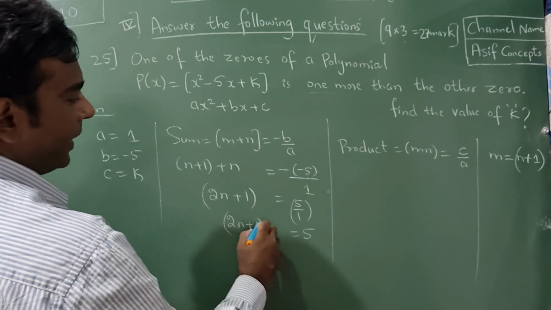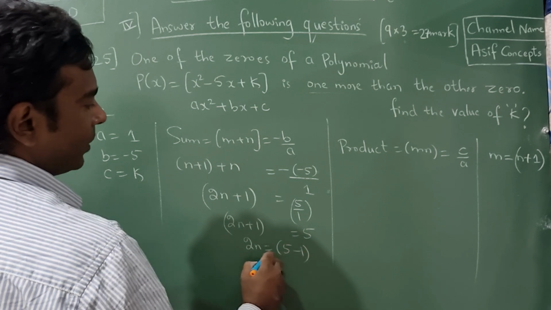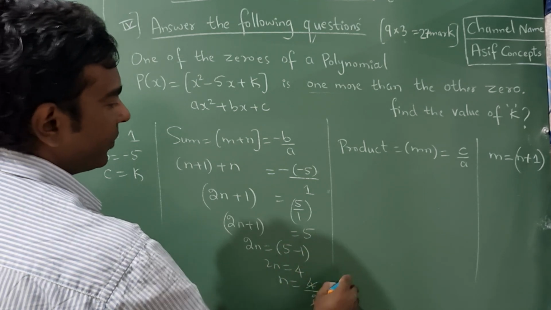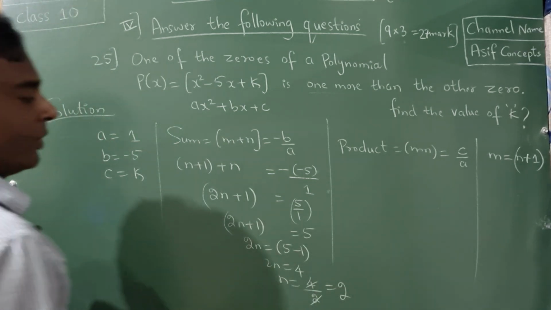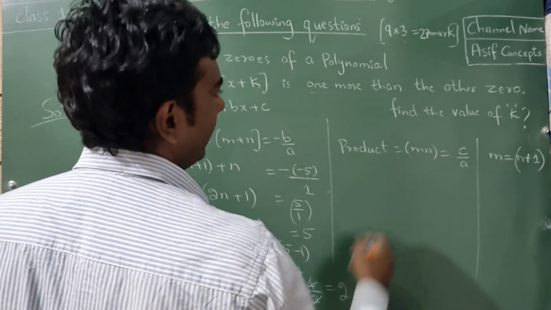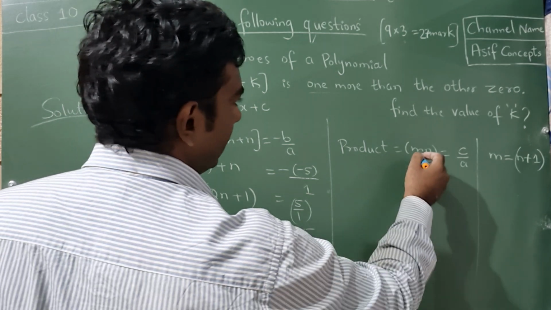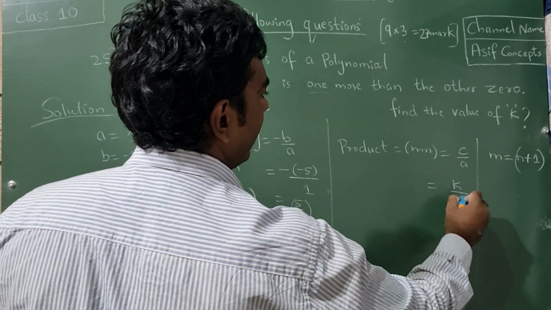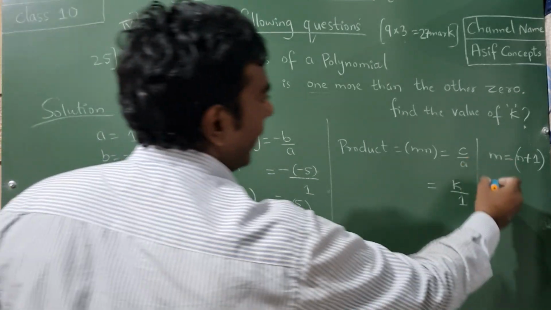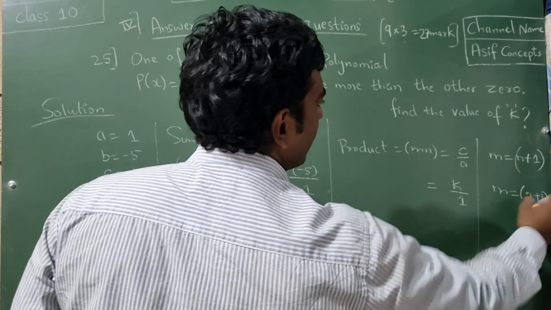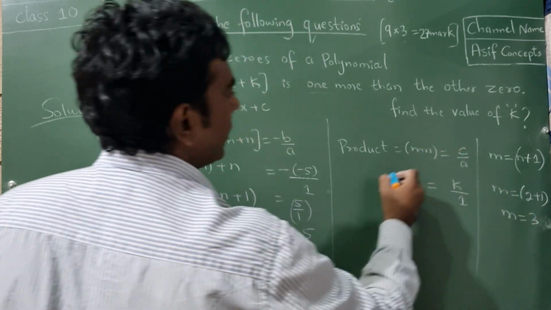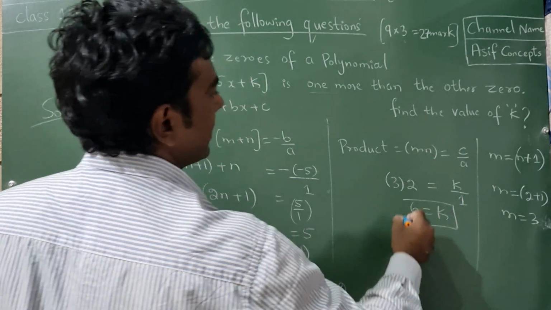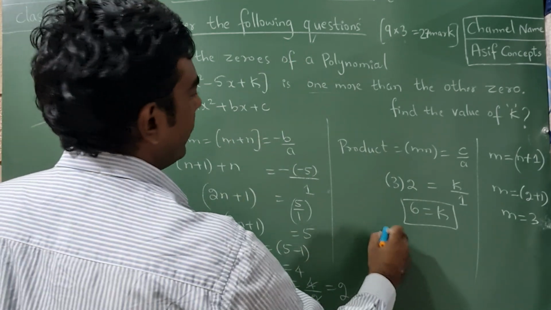So 2n, take this 1 to the other side, it will become minus. So 2n is equal to 4, n is equal to 4/2. So n value is how much? 2. Substituting this n value here. Okay, now c is how much? k, and a value is 1. Now m value will become 2 plus 1. So 2 plus 1 is 3. So m is 3, n is 2. 2 threes are 6. So k value is 6. So I can write the equation in this form.